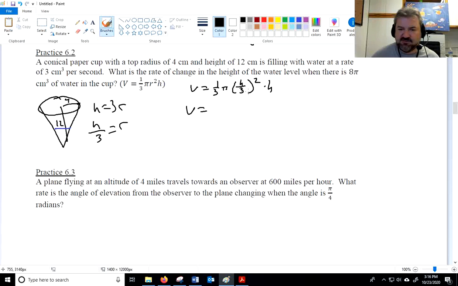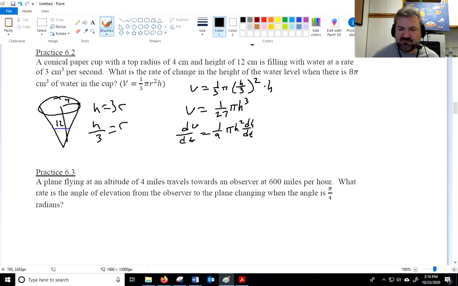All right, so V is equal to H over 3. So squaring it gives me H squared over 9. So this is a 1 over 27 pi H squared times H, which is H cubed. Okay, let's get the derivative. dV/dt is equal to 1 over 9 pi h squared dh/dt.